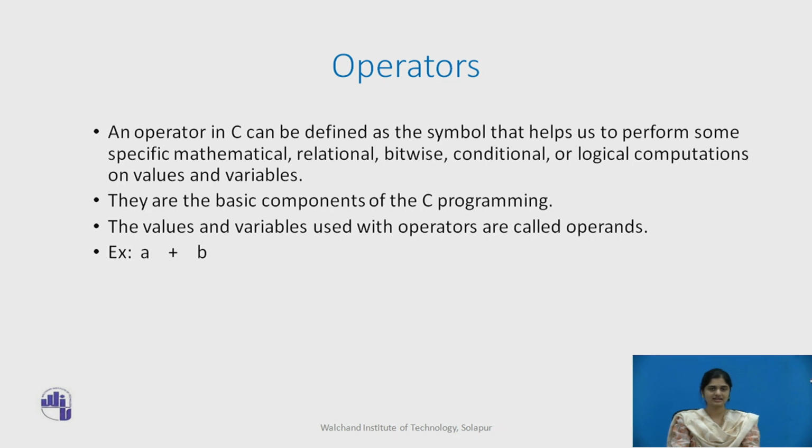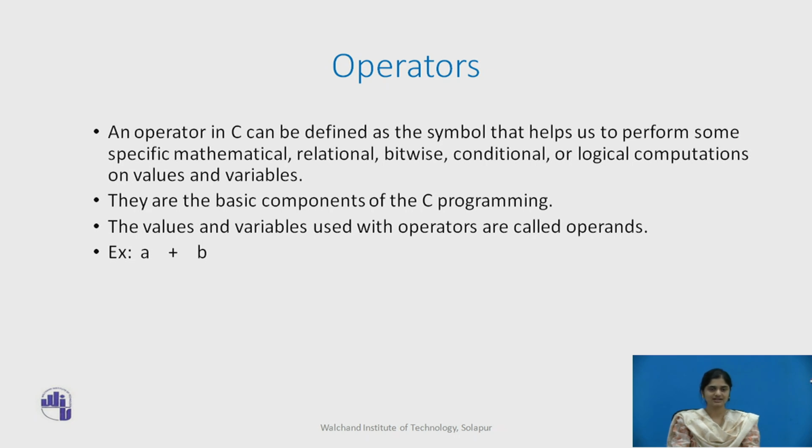An operator in C can be defined as the symbol that helps us to perform some specific mathematical, relational, bitwise, conditional, or logical computations on values and variables. They are the basic components of the C programming. The values and variables used with the operators are called operands.